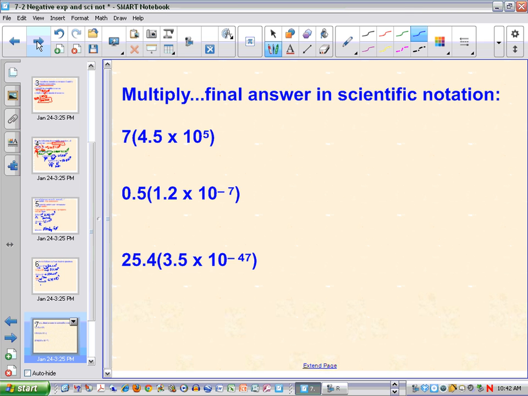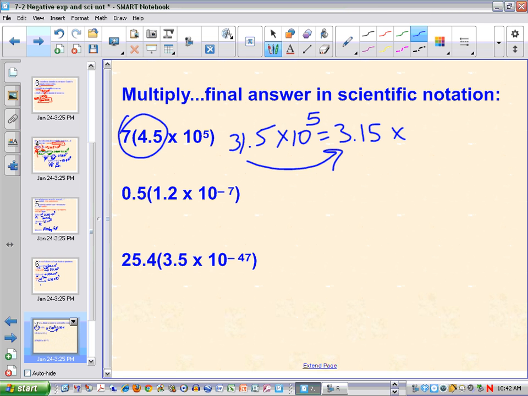If I ask you to multiply, put your final answer in scientific notation. You're going to group these guys. So 7 times 4.5 would give you 31.5 times 10 to the 5th. But it's not scientific. So the first number, 31.5, would become 3.15. So he got smaller by a factor of 10. So this guy needs to get bigger by a factor of 10. So instead of 10 to the 5th, 10 to the 6th. Okay. All right.